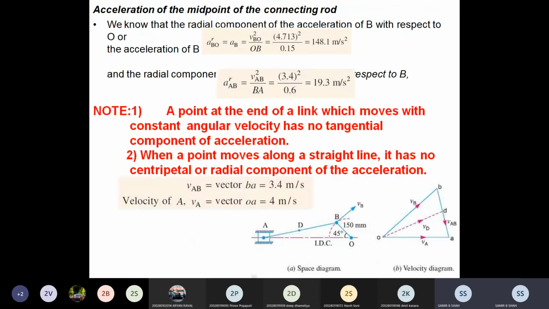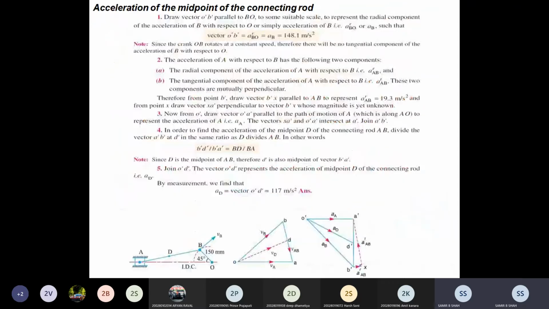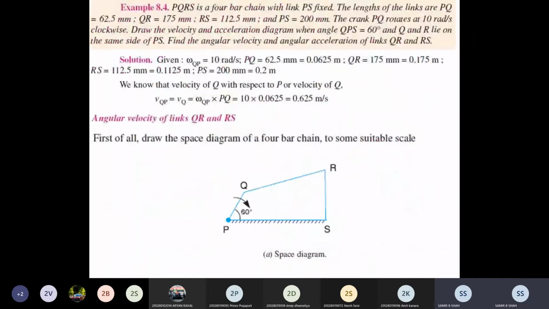Okay. Now, previously I just showed you the data regarding one unsolved example. Now, today we are solving this example. I hope you all keep with you the sketchbook and all the relevant accessories. So let's start the example.